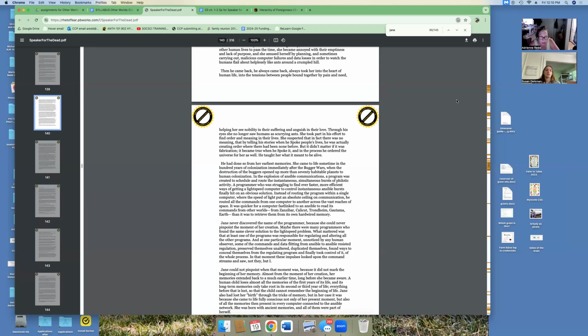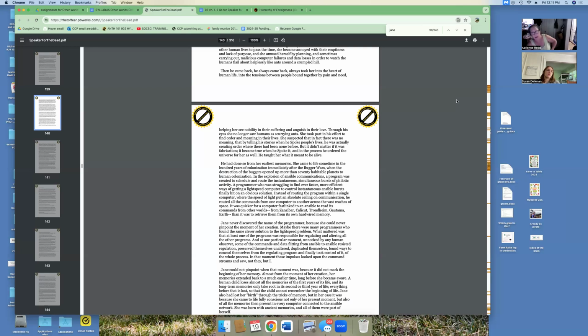Maybe there were many programmers who found the same clever solution to the light speed problem. What mattered was that at least one of the programmers was responsible for regulating and altering all the other programs. And at one particular moment, unnoticed by any human observer, some of the commands and data flitting from Ansible to Ansible resisted regulation, preserved themselves unaltered, duplicated themselves, found ways to conceal themselves from the regulating program, and finally took control of it, of the whole process. In that moment, these impulses looked upon the command streams and saw, not they, but I.